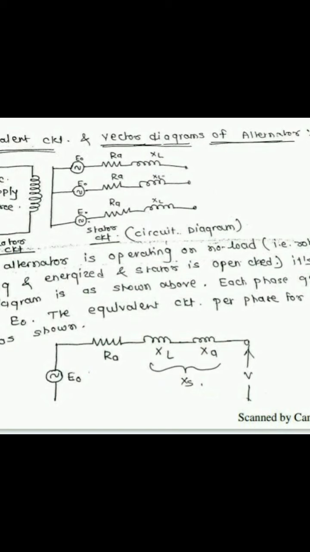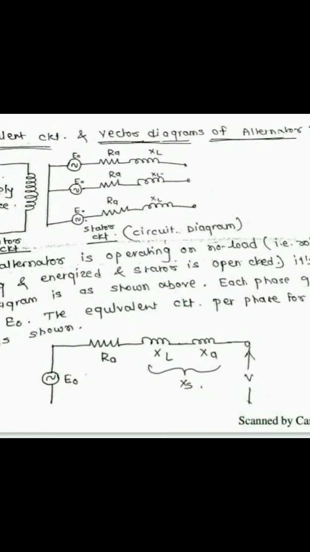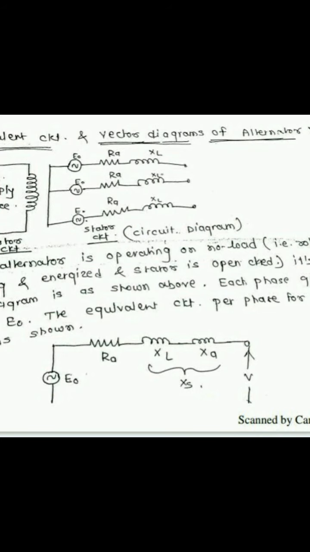The first diagram is for the three phase and the below diagram is for a single phase, in which E0 is the generated EMF, RA is the armature resistance, XL is the leakage reactance, and XA is a fictitious reactance. The combination of XL plus XA gives you the value of XS, where XS is called the synchronous reactance of an alternator.